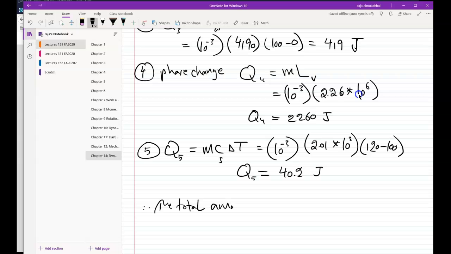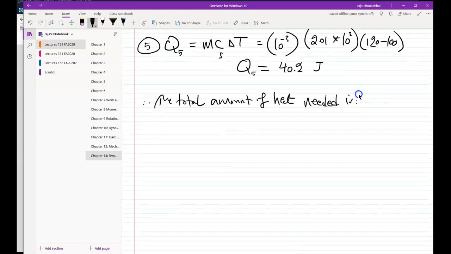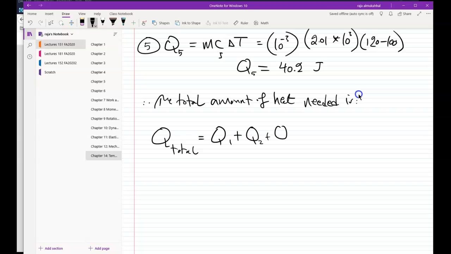So therefore, the total amount of heat needed is what? You just add them up together. So that's going to be Q total is Q1 plus Q2 plus Q3 plus Q4, plus Q5. Or you can put it in summation notation if you are mathematically inclined. And then you just add them together.